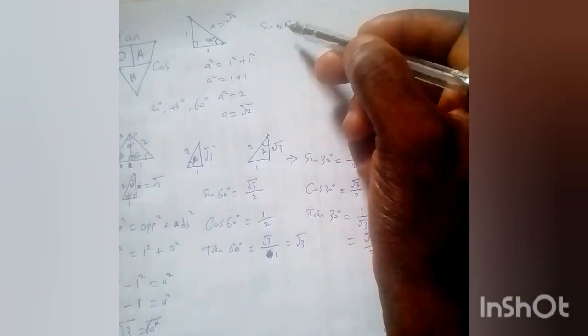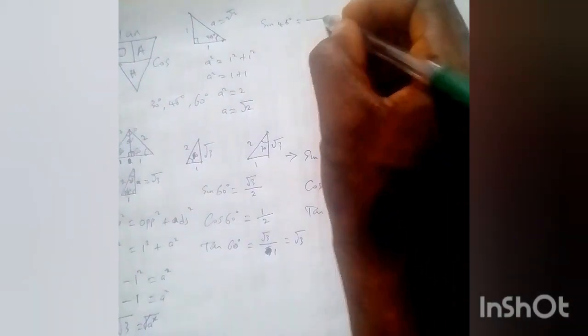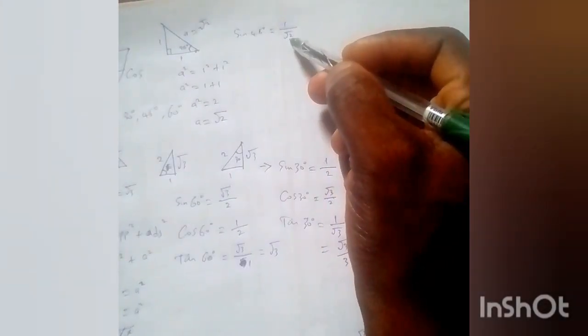Now, what is sine 45 degrees? Sine 45 degrees is opposite over what? Hypotenuse. We know that our hypotenuse is root 2. The opposite of the angle is this 1. So 1 over root 2. Now, this is the denominator we have to rationalize. So we're going to have 1 over root 2 times root 2 over root 2. Automatically, this is going to give us root 2 over 2. Answer.